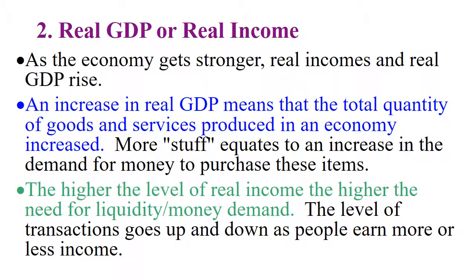So even though real GDP and real income are different things, they both go up when the economy is good and they go down when the economy isn't, and they both have a direct relationship with money demand. If either one of these things increase, money demand would shift to the right.